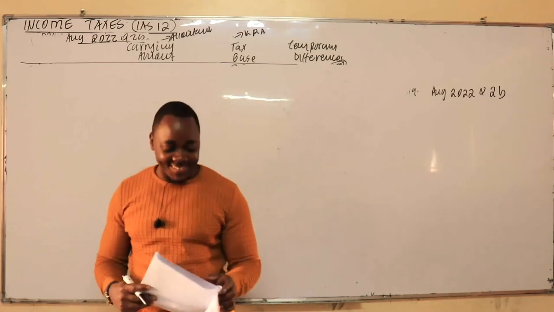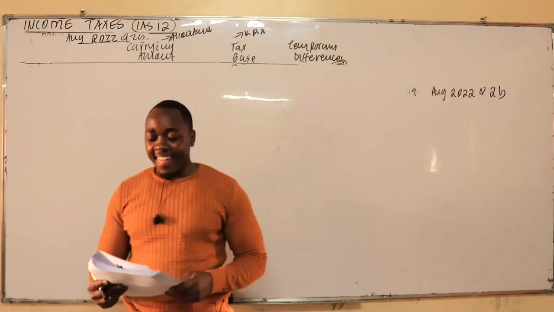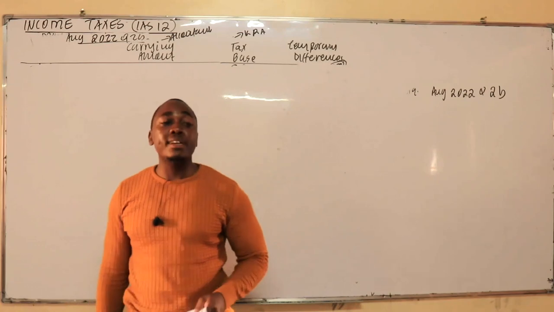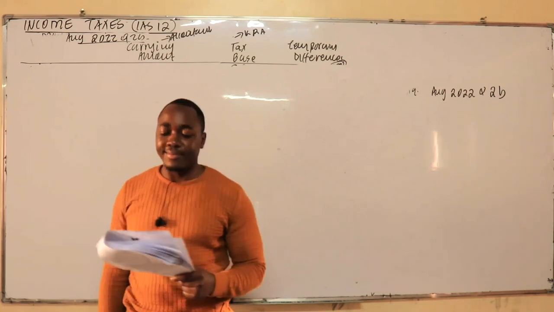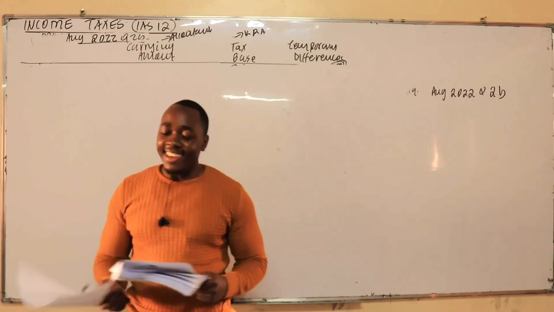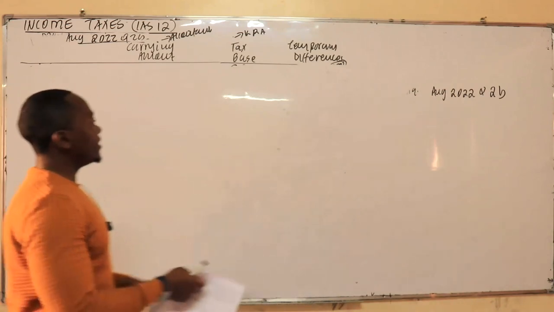Number four, trade receivable. How much is the carrying amount? That's correct. Tax base? Four, six. That's correct. That's the only thing you have correct. All right, now let's do it.